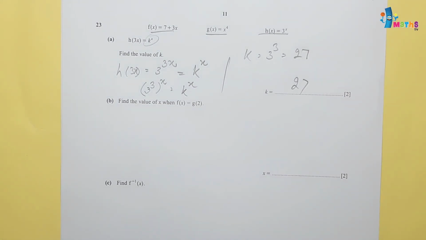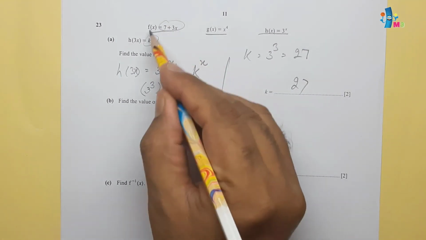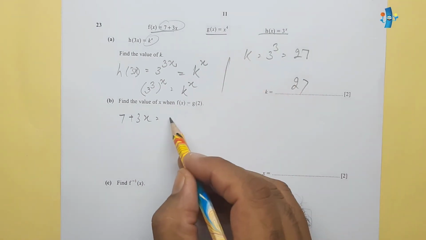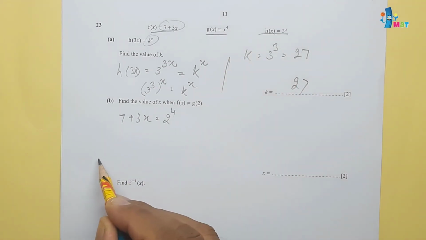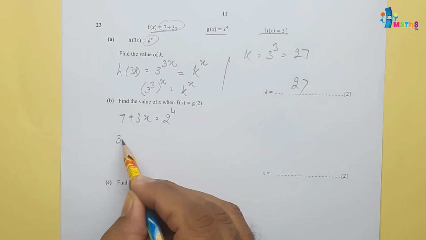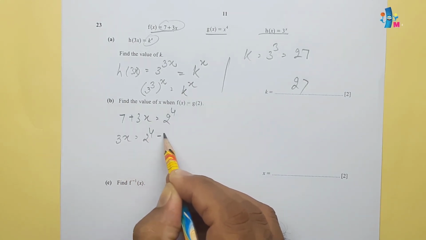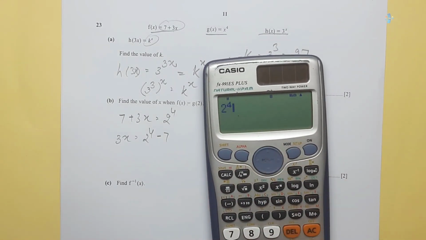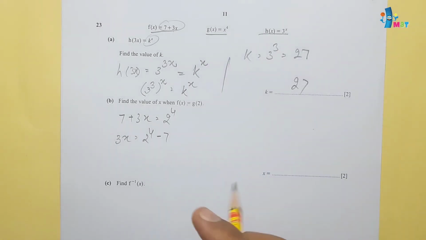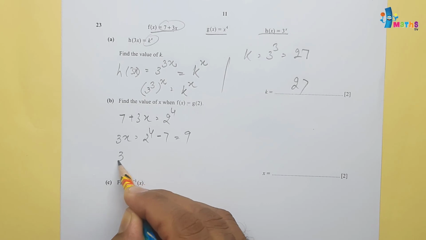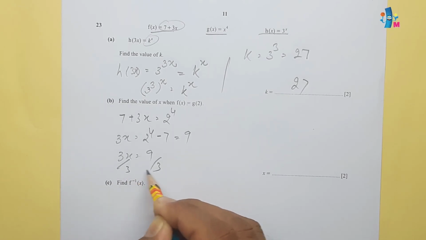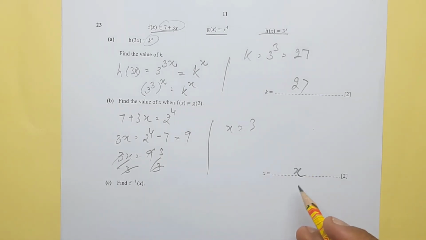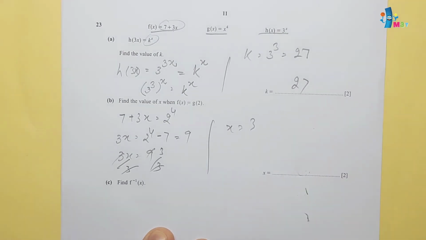Find the value of x when f of x is equal to g of 2. So f of x is this one, 7 plus 3x is equal to g of 2. We'll be replacing here 2 raised to the power 4. So this will be our equation. Now we can find the value of x. 3x is equal to 2 raised to the power 4 minus 7, and 2 raised to the power 4 minus 7 will be equal to 9. So 3x is equal to 9. Divide both sides by 3. This is gone. So x will be equal to 3. We can write here answer as 3.